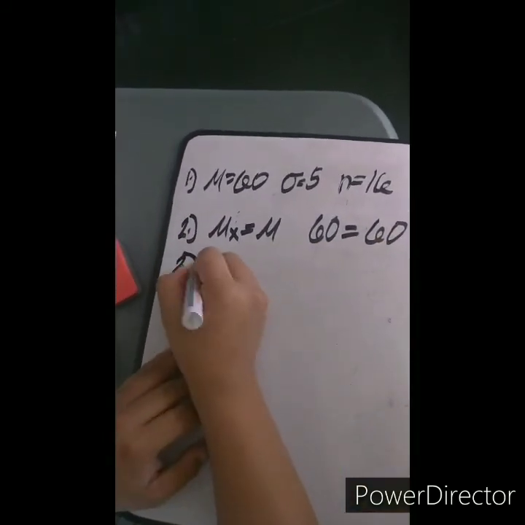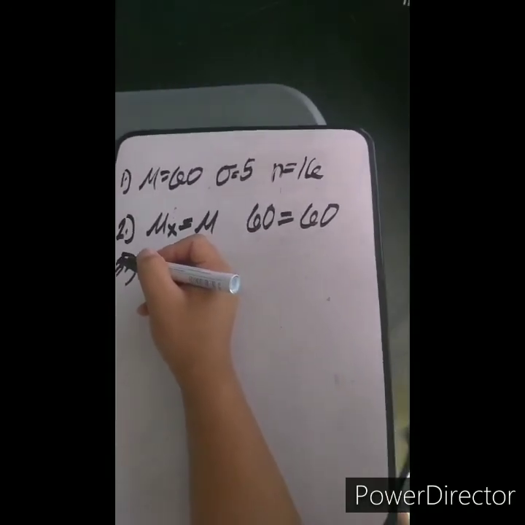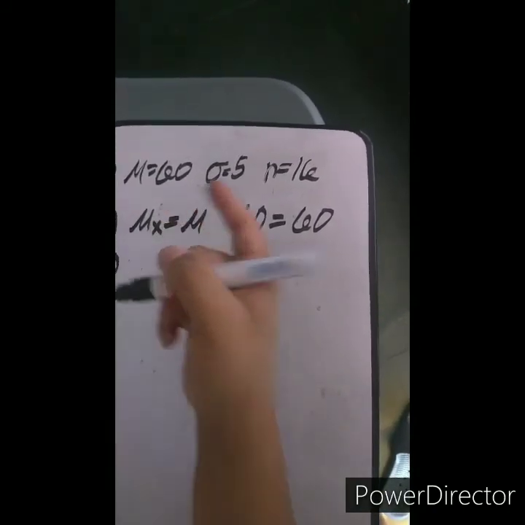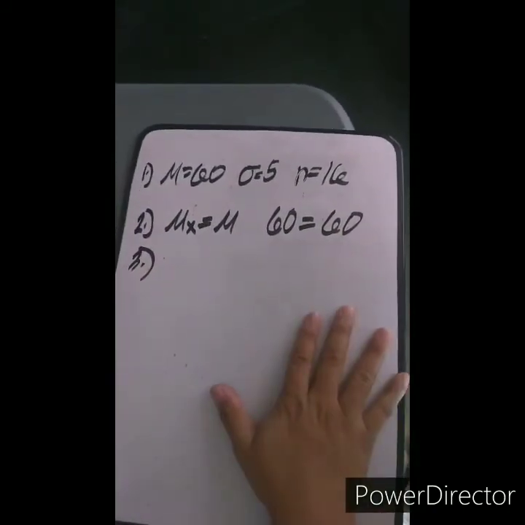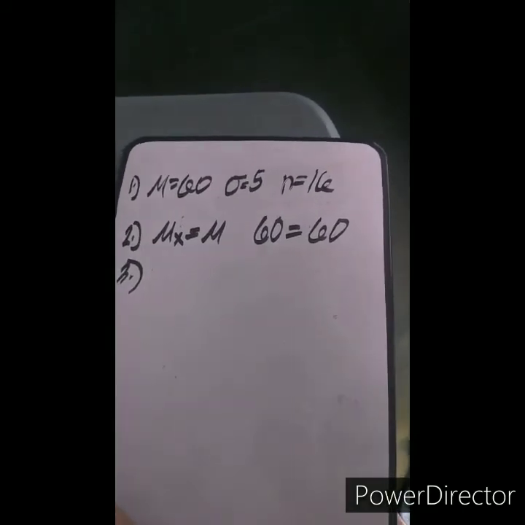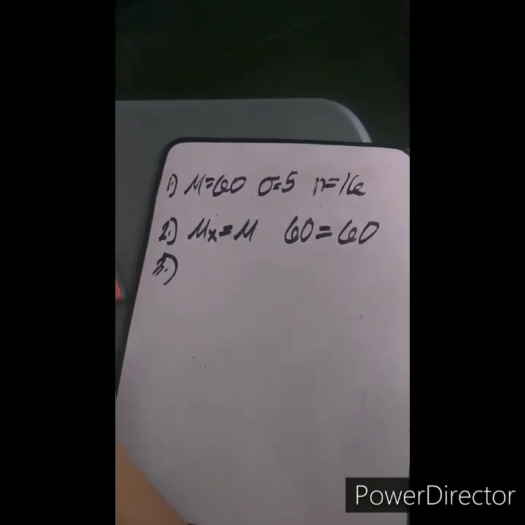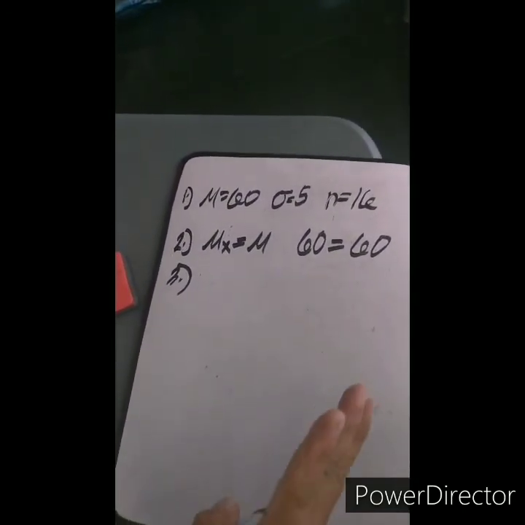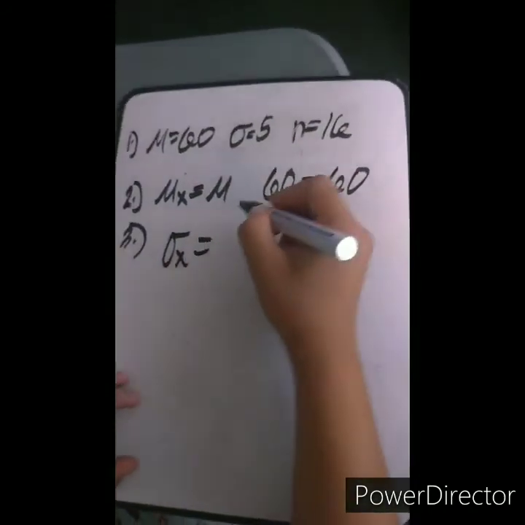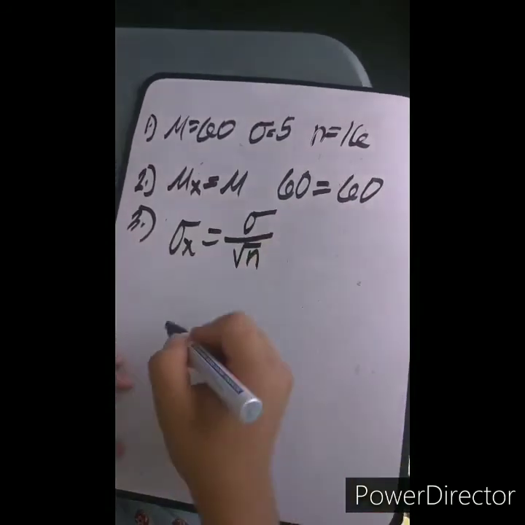Next, third step. Find the standard deviation of the sampling distribution. Use the property that, okay, for here, are we going to use a finite or infinite population? This is actually infinite population. You do not know the population, okay? So we use the formula sigma sub x is equal to sigma, or the standard deviation, all over the square root of n.